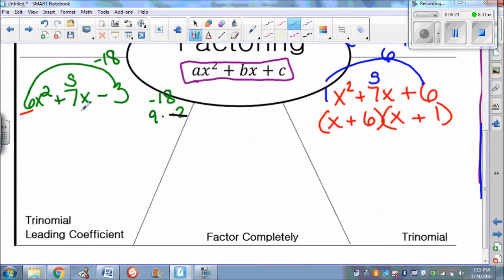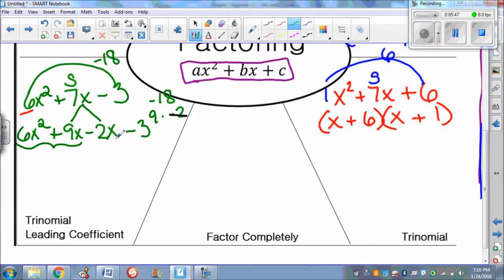So this is where I'm rewriting this trinomial. I'm rewriting this middle term using those two factors that I came up with. So 6x squared still stays the same, because I'm just rewriting this middle term into plus 9x and a negative 2x. And then I still have that minus 3 constant on the end.